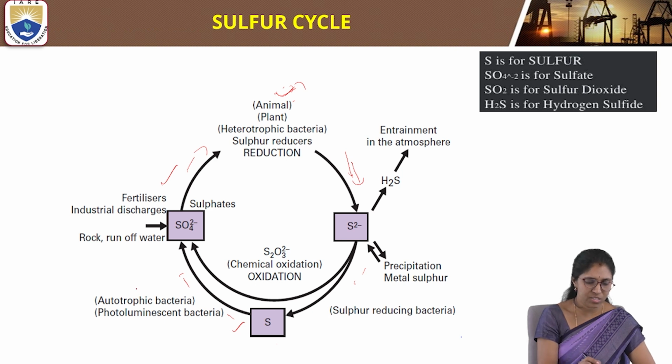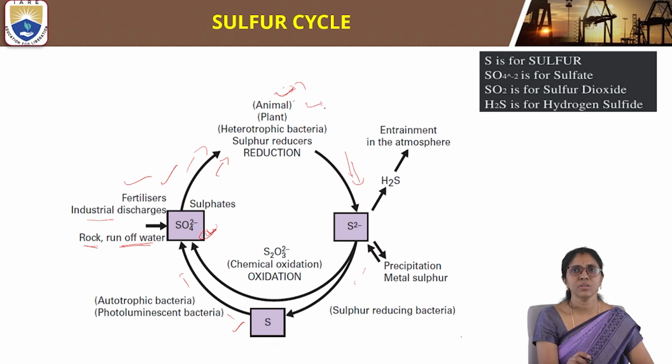If we start from the rock or runoff water, these sulfide ions are produced by different processes from the weathering of rock or runoff water, by the fertilizers, and by industrial discharges. So these are producing sulfate ions. These sulfates are consumed by the plants, and these plants are consumed by the animals. So the plants and animals have the sulfur content.